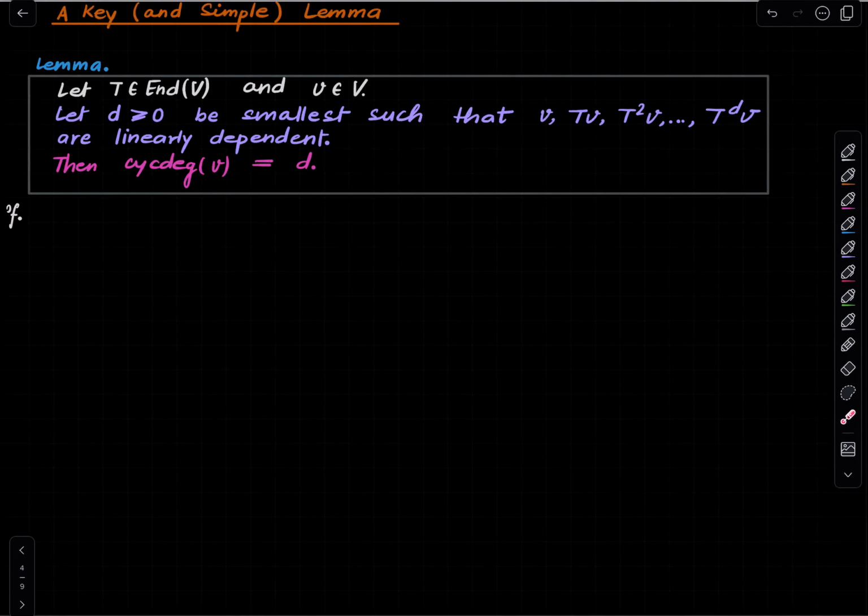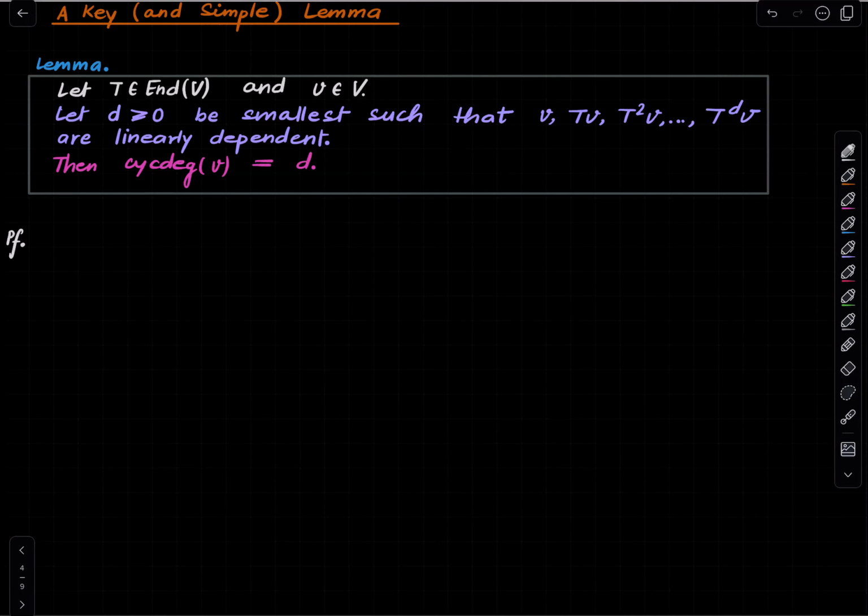Okay, so it's a very, very simple statement that we are going to say. Fix an endomorphism T of a vector space V and fix a vector V in the vector space. Let D be the smallest non-negative integer such that these are linearly dependent. Then the cyclic degree of V is D. And if you follow the example that we gave about cyclic degree, this may already seem reasonable or believable. It's fairly intuitively obvious. So let's just give a proof of it without going into much explanation.